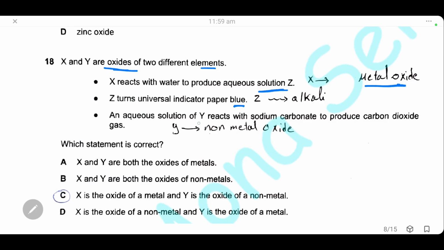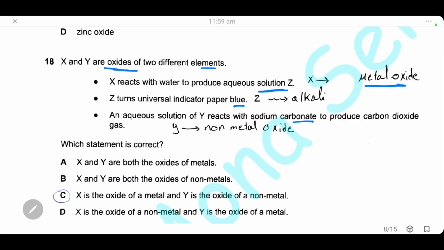An aqueous solution of Y, when we dissolve Y in water, reacts with sodium carbonate to produce carbon dioxide. That means Y is an acidic solution. It's an oxide of a nonmetal. Nonmetal oxides dissolve in water to give acidic solutions.